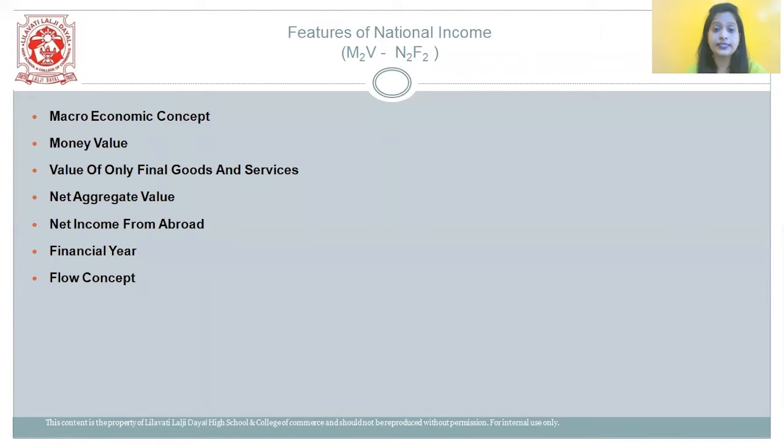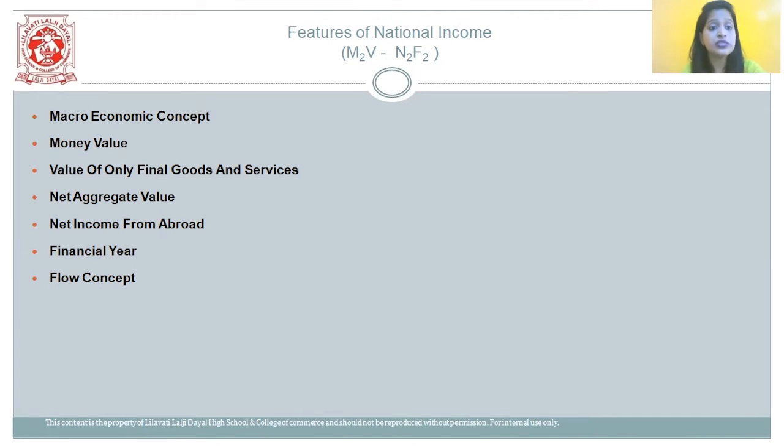Next one is net aggregate value. In the national income, students, the calculation of depreciation and all these things are excluded. Only the net calculation, net aggregate value, is taken. Next one is net income from abroad. In the calculation of the national income, it considers the difference between the export and the import, and the difference between receipts and payments made abroad.